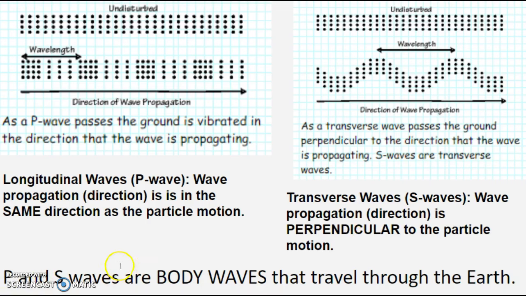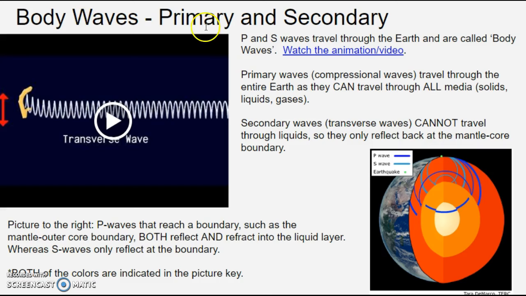So P and S waves are very significant. These are called body waves. They travel through the Earth, and we're going to look at that right here. You'll see that these body waves, P and S waves, travel through the Earth, and you're going to find that these are what are going to tell us what is happening within the Earth. It's very important we understand how to interpret these.